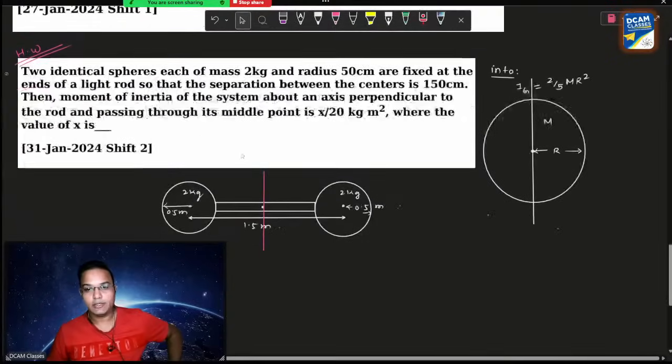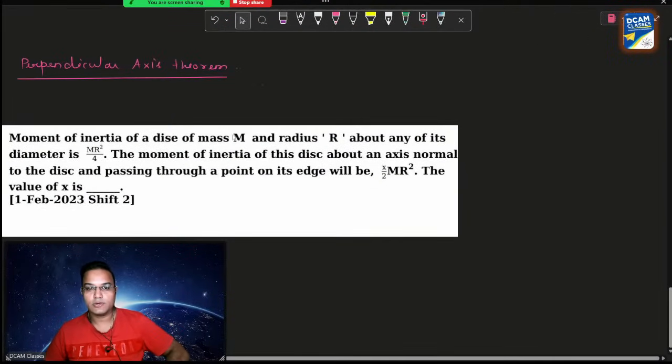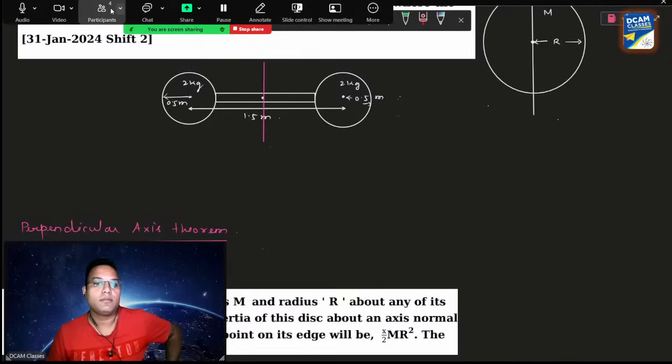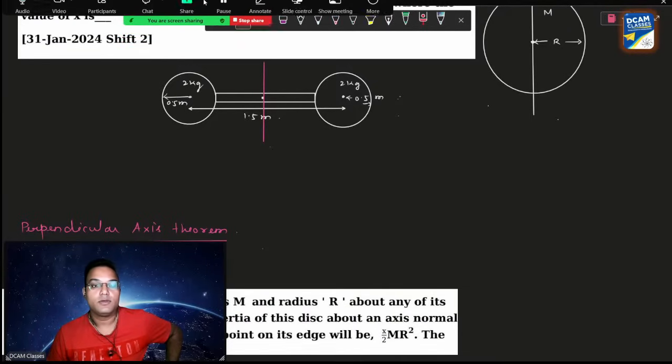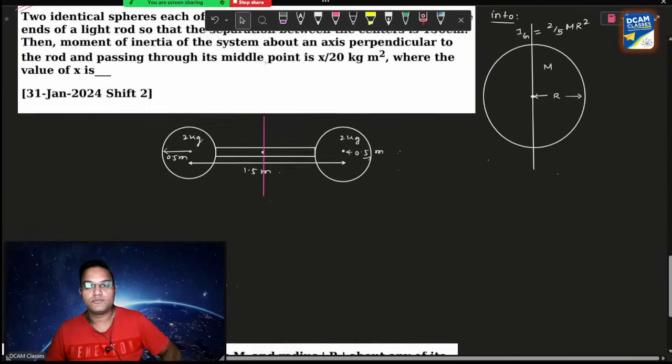In the next class, we'll do the perpendicular axis theorem and then solve some more questions. Then we will move on to the moment of inertia of uniform bodies, uniformly distributed mass. Like we calculate the center of mass for uniformly distributed bodies, like that we'll do the moment of inertia calculation.